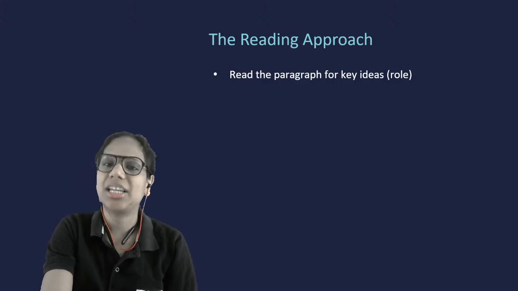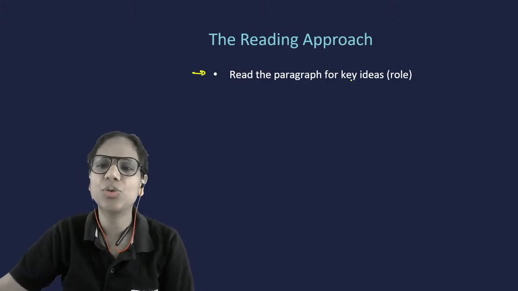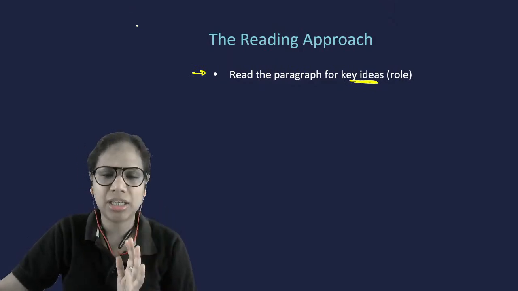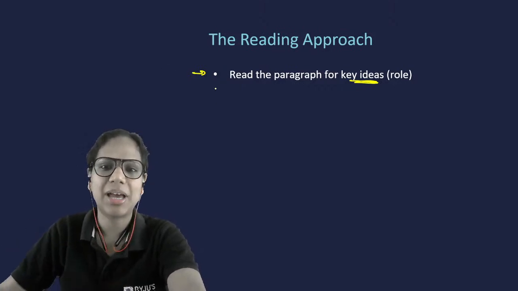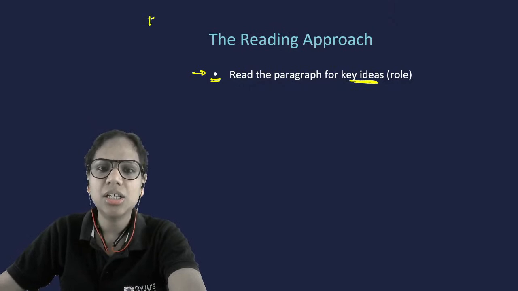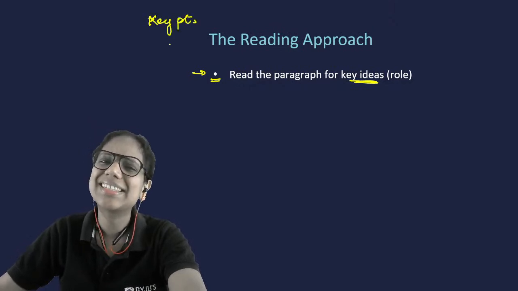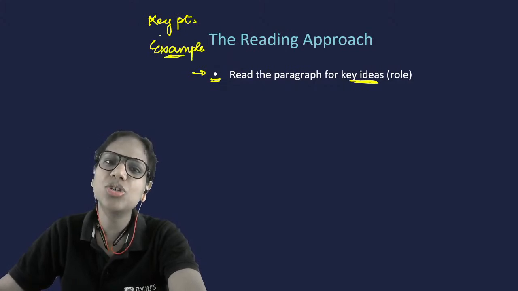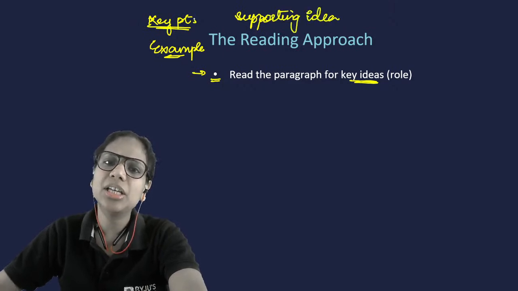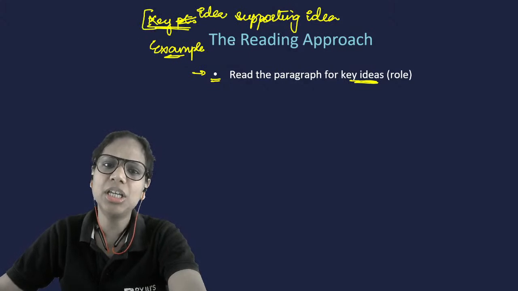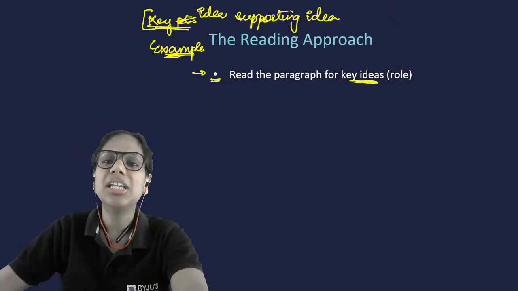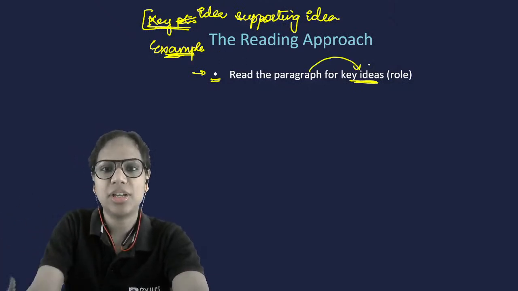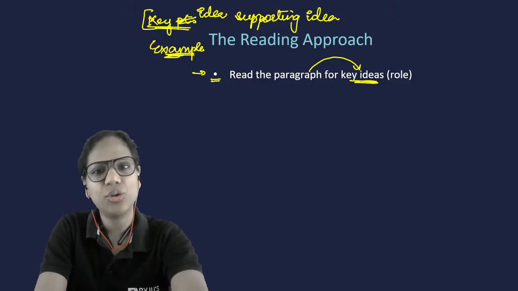Read the paragraph for key ideas. What do I mean by that? How do I identify which ideas are the key ideas? So read the entire paragraph and notice what is the role of each and every sentence in the paragraph. Is it a key point or is it just an example that is supporting the key point? So is it a key idea or a supporting idea? You have to identify that. Because while the key ideas have to definitely figure in the summary, examples may not, dates may not, numbers may not, right? So read the paragraph carefully and identify the role of each and every sentence. That will tell you whether it is important or not.